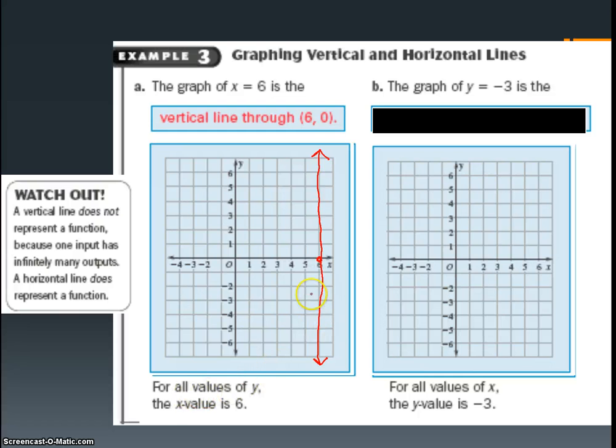What this means is that y can be anything. Y can be 3, y can be 4. So you have 6 comma 3, 6 comma 4, 6 comma 5. The x value is always 6. By the way, a vertical line does not represent a function.